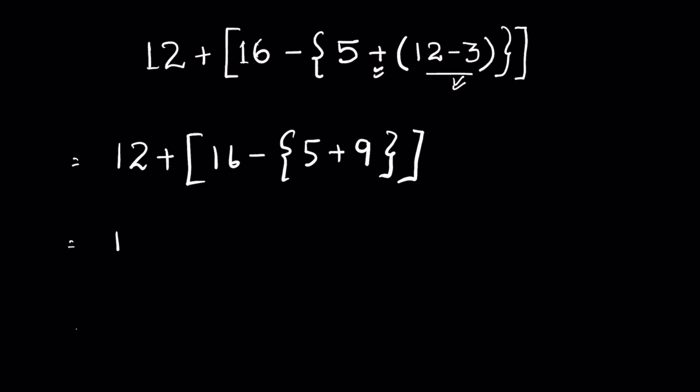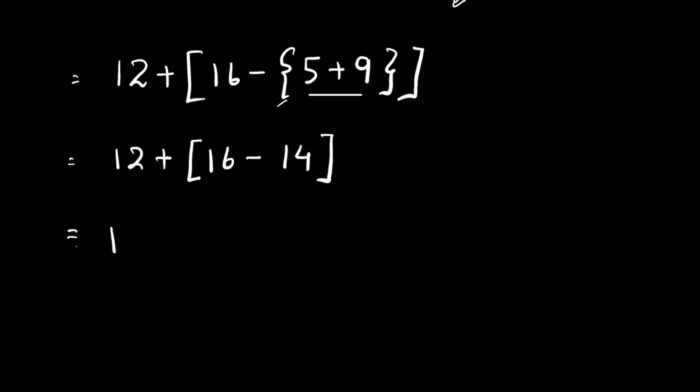Again, leave the first number as it is, we cannot do anything. Then 16 minus, now we solve the middle bracket. 5 plus 9 is 14. So we write 14 and remove the brackets. There is a minus sign, so we write minus 14.